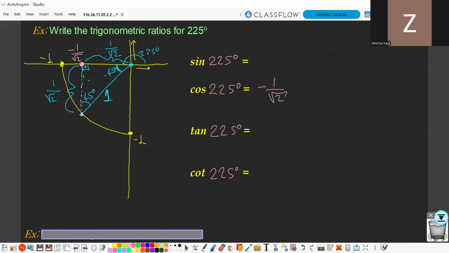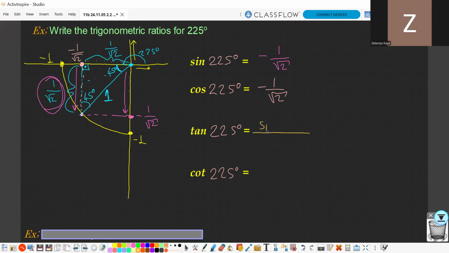And then sine 225 is the y number of this point. You check the distance from here to there. It must be the same distance, which is 1 over square root 2. And since you are under the 0, that must be negative, minus 1 over square root 2, which is the sine of 225. And then to find tangent and cotangent, we use another idea.